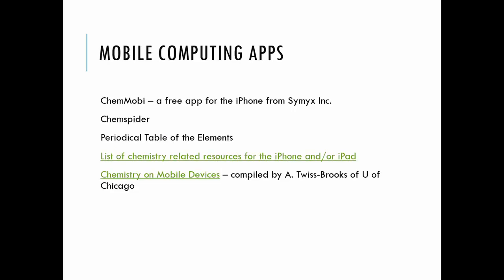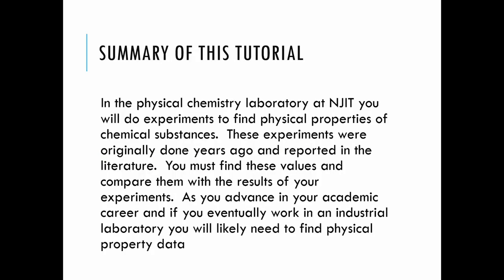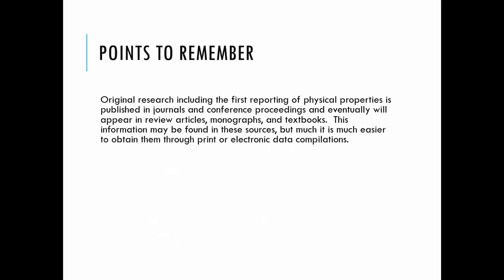Okay, so again, there are mobile computing apps. Everybody has a cell phone these days, and there are apps on the cell phone they can use to find physical property data. So, to summarize, in the physical chemical laboratory, you do experiments and you want to see if the values match. So that's why you need to use resources here to find physical property data and see if it matches your experimental data.